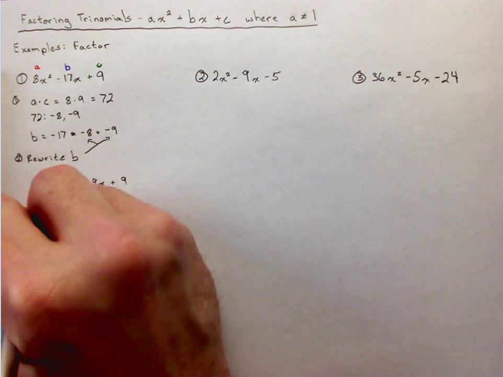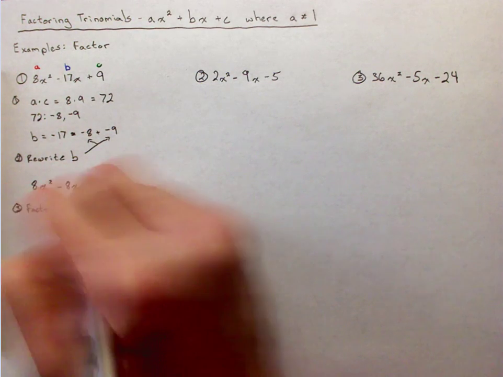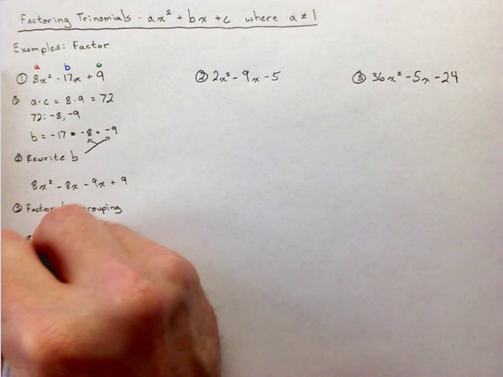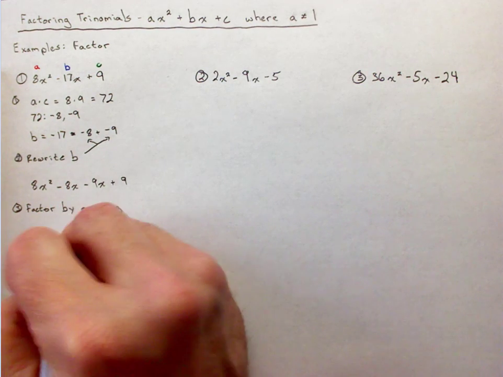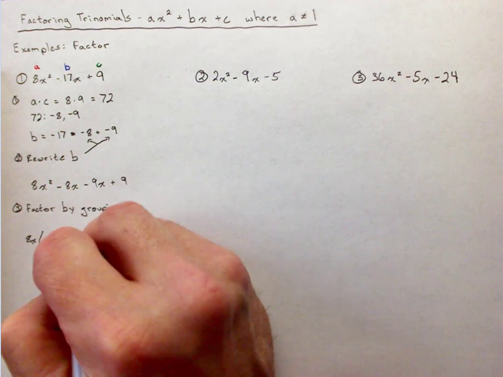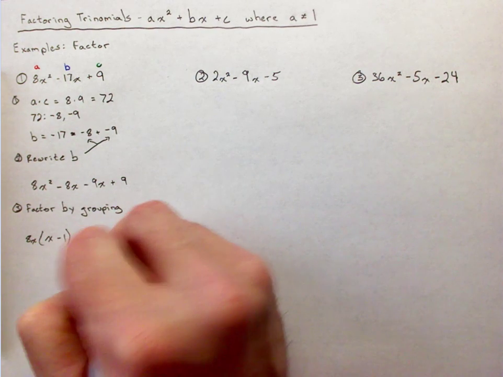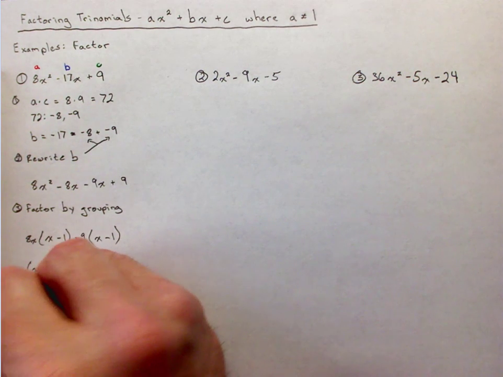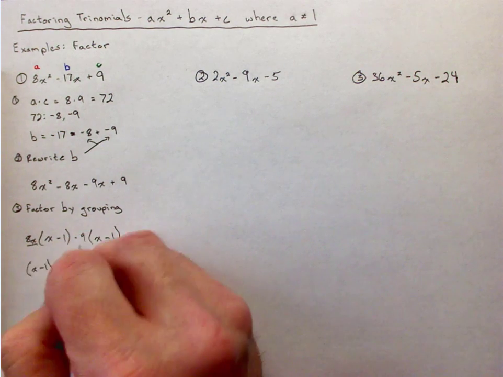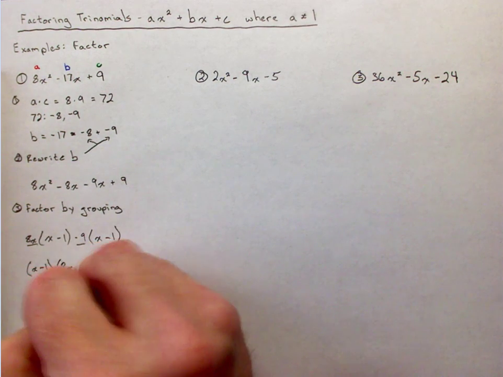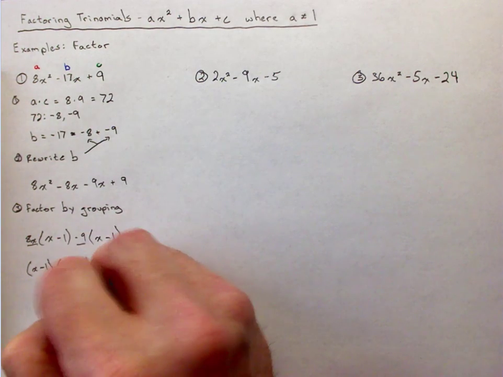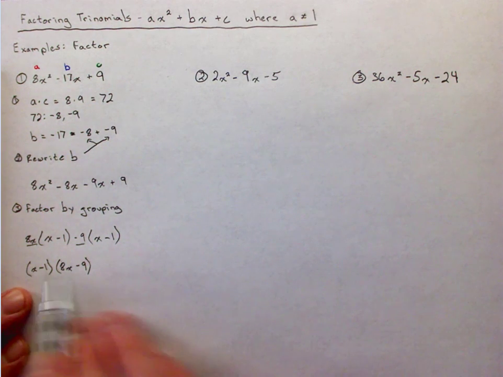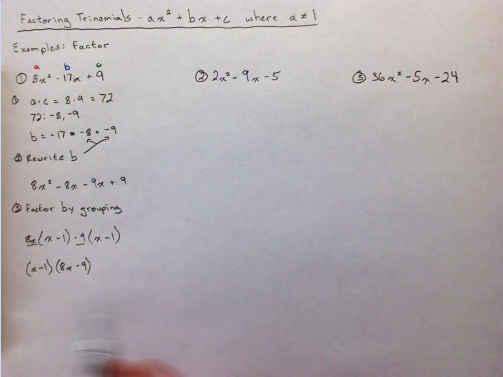Step 3, factor by grouping. I can factor out an 8x on that one. That leaves me with x minus 1, and here I can factor out a negative 9, so minus 9, that leaves me with x minus 1. I factor out my x minus 1 from both of them, leaving me with 8x and a negative 9, so 8x minus 9. Again, if you had these inverted, if you had written 8x minus 9 first and then x minus 1 next, that's fine. The commutative property of multiplication.